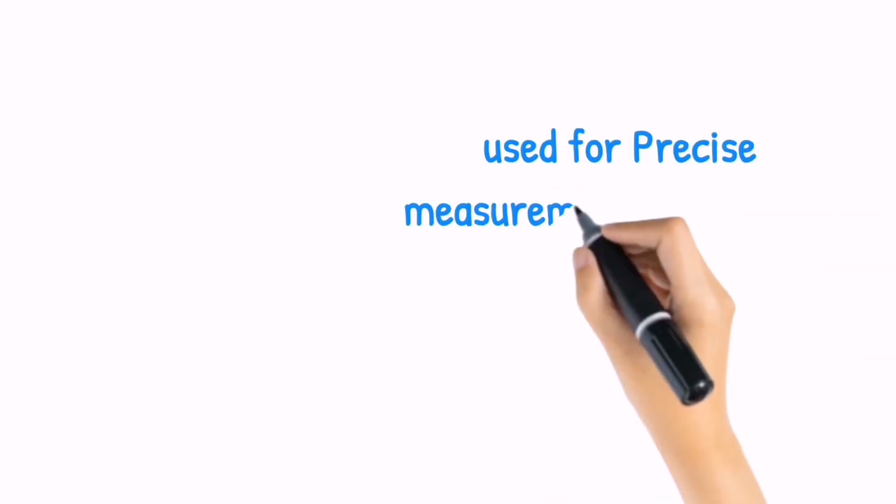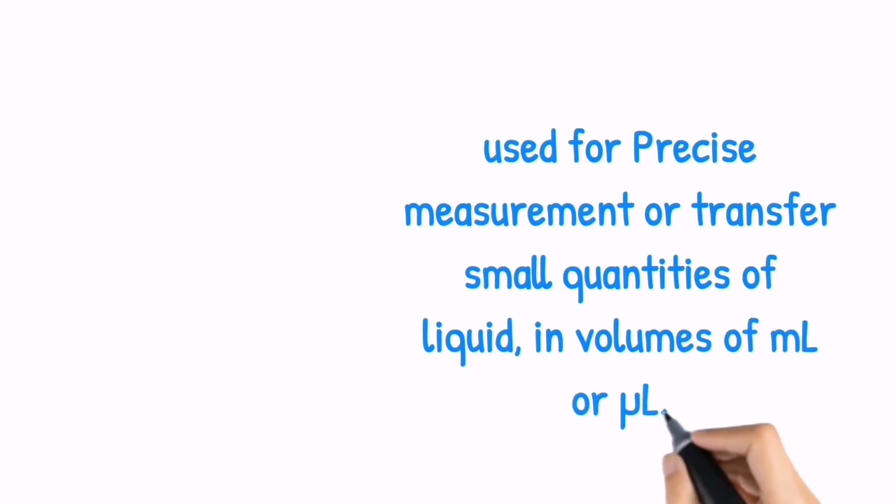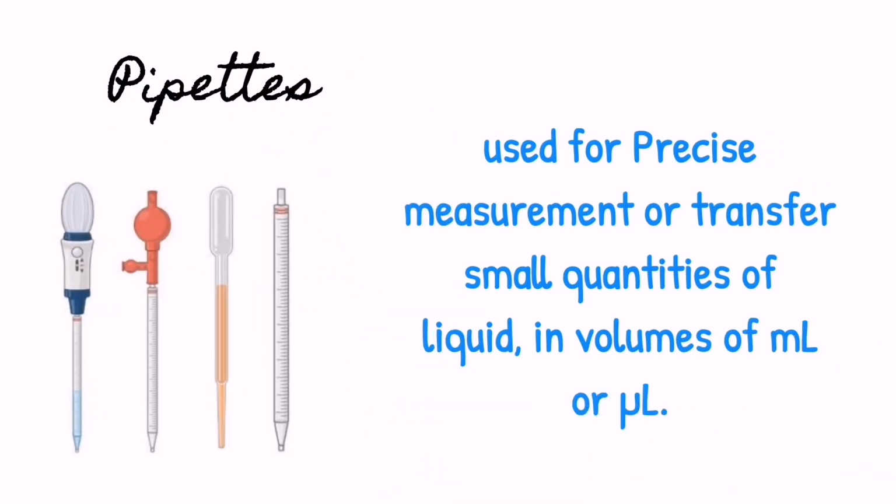Pipettes, used for precise measurement or transfer of small quantities of liquid, in volumes of milliliter or microliter.